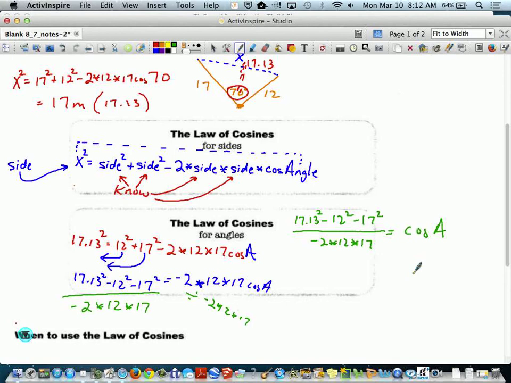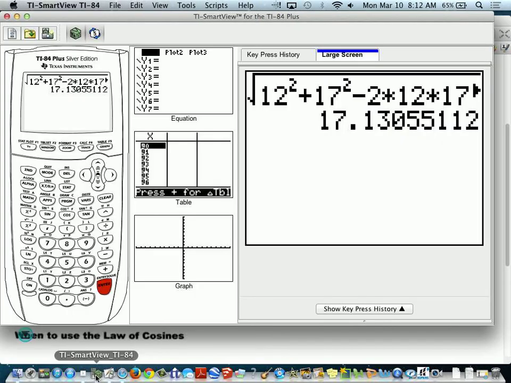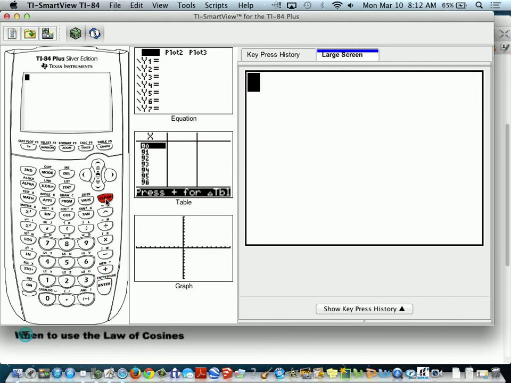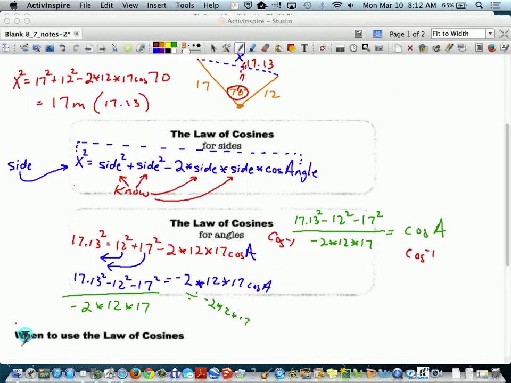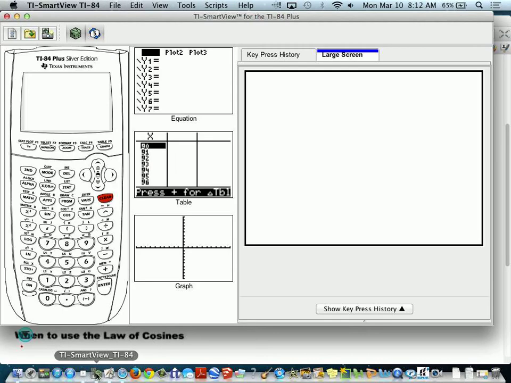How do I get A by itself? Cosine inverse. Get rid of that cosine by doing the cosine inverse on both sides. So, on your calculator, you go to this original one, this one that I wrote in red, and all you have to do is type in what we just did.